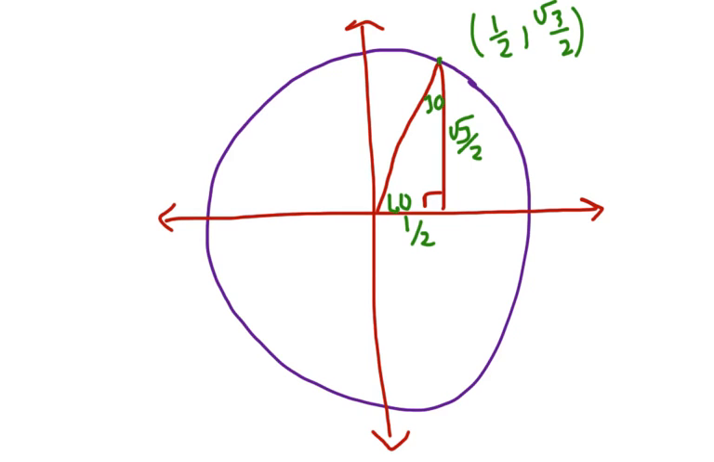I'm going to flip it over. If I flip it over, it looks something like this. But in this case, my x is negative. Right here, it's negative 1/2. But my y is still positive. So basically, x is negative 1/2.